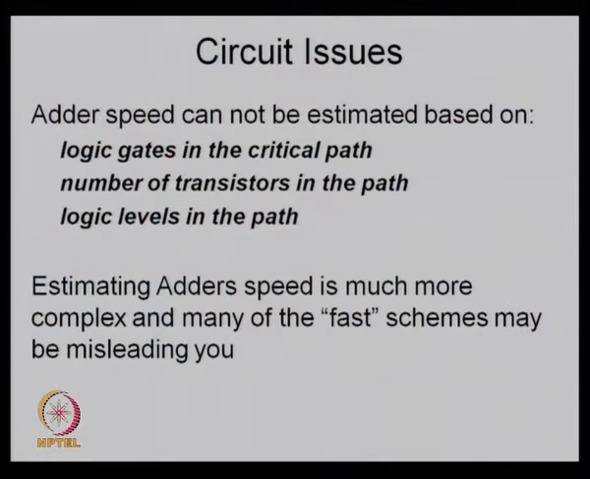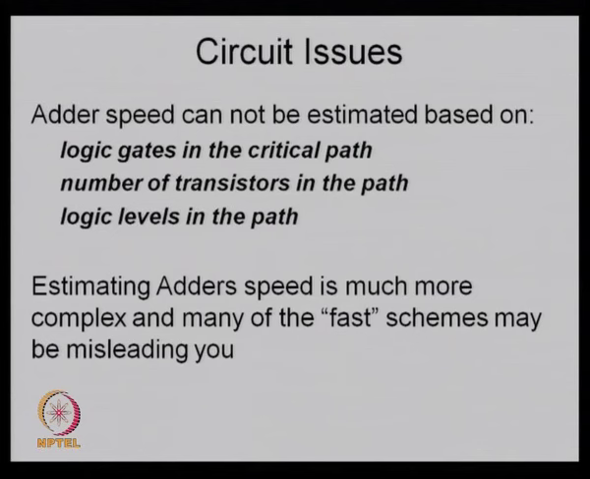One should not forget that adder speed cannot be estimated just by the critical path delays in logic, the number of transistors in the path, or logic levels in the path. Actually, it is a very complex system. Estimating adder speed is much more complex, and many of the fast schemes may actually be very slow at the end of the day. When you calculate the net delays of the interconnect and everything, you will figure out that the fastest one was not really the fastest one. So, when you design, always simulate, and only then verify which one is the fastest adder for your application. Do not go by CLA with CSA or something being the fastest. In logic, yes, but in reality, every other thing should be taken care of before you decide.